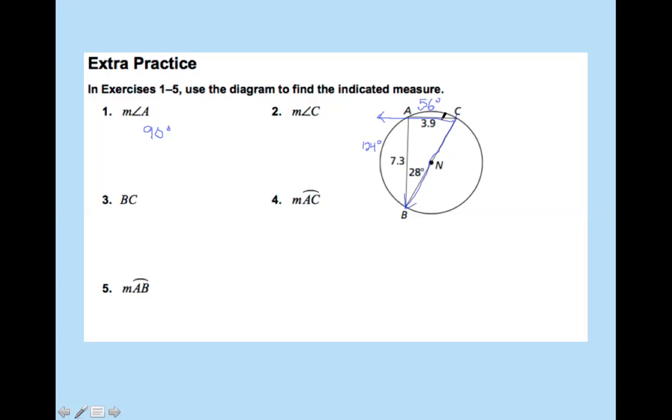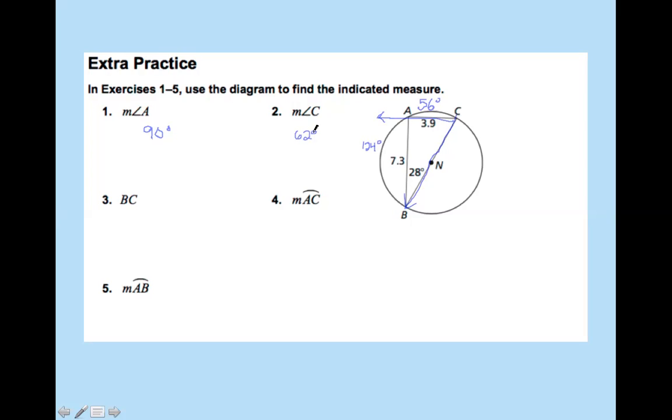So to figure that out, if I look, it intercepts this 124 degree arc, which means this angle is half that measure, and half of 124 is 62 degrees. So the measure of angle C is 62.